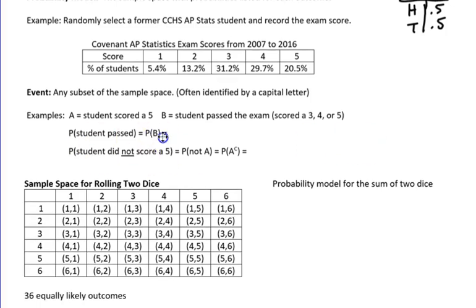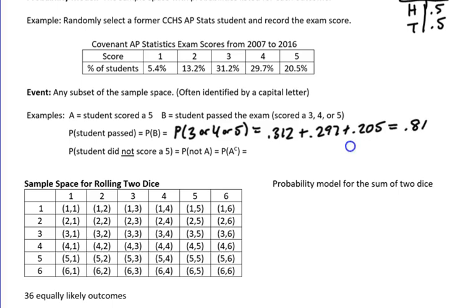So this is how we write the probability. The probability that a student passed the exam, or the probability of event B, would be the probability that they scored a 3 or a 4 or a 5. So this is the probability of 3 or 4 or 5. So I just add up those probabilities: 0.312 plus 0.297 plus 0.205, which would be 0.814, or 81.4%.